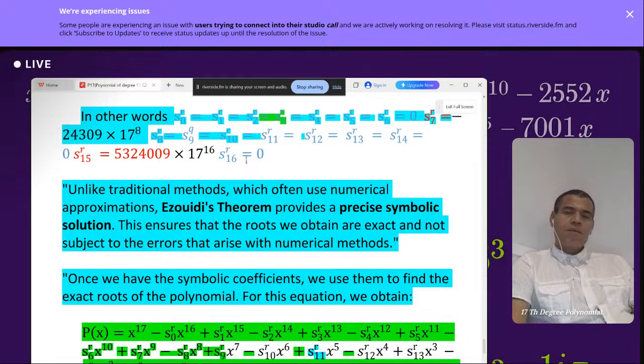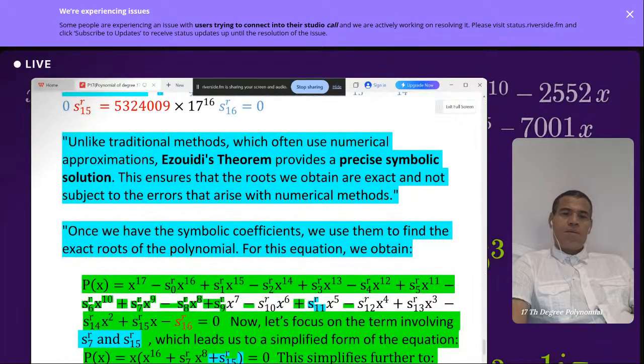So let me get this straight. We calculate 17 coefficients, S0R through S16R, and out of all 17, only 2 are non-zero, S7R and S15R. All the others are exactly 0. That's the result of applying Ezouidi's recursive formula to the specific polynomial, a massive simplification. That's truly mind-boggling. How does this help solve the original equation?